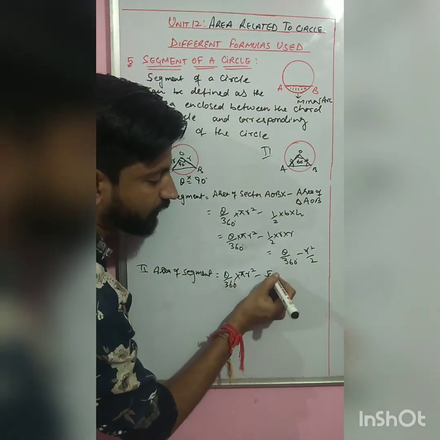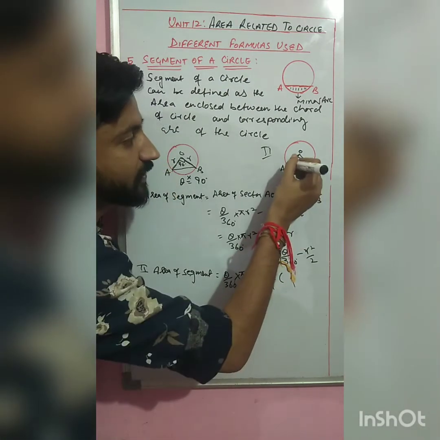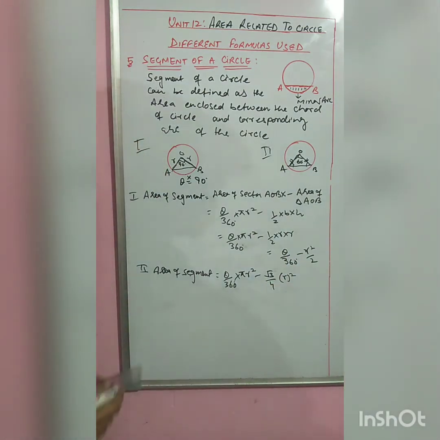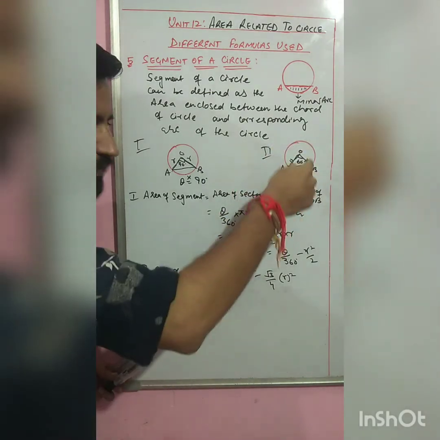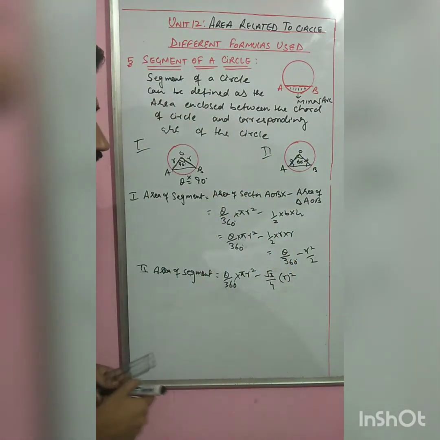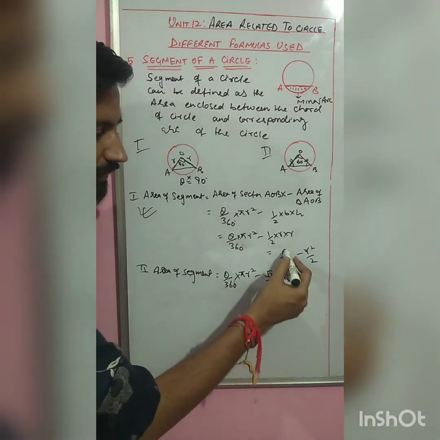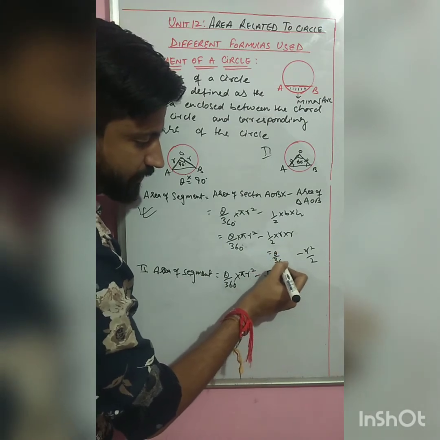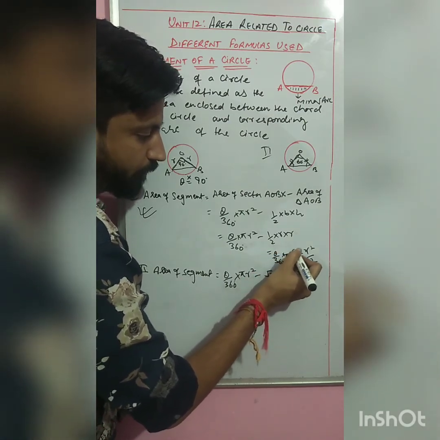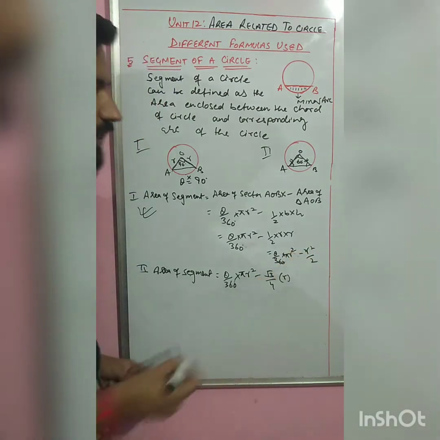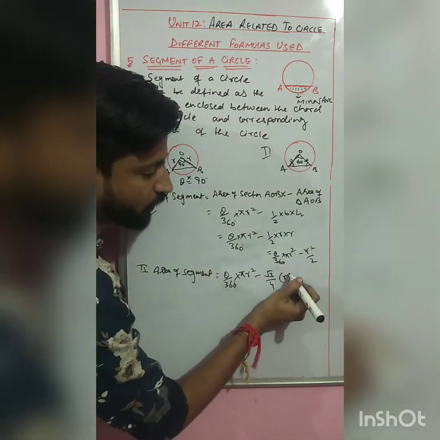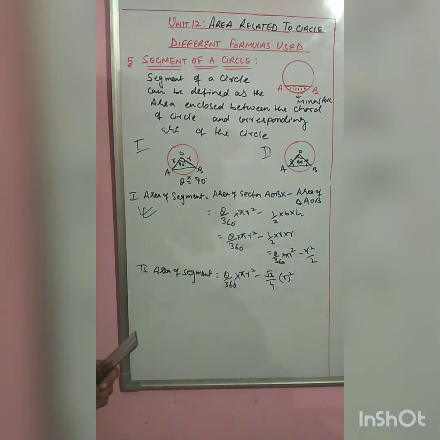Since this is an equilateral triangle, its area would be root 3 by 4 side square. Since all the sides are equal, this is r, then this would also be r. So it is root 3 by 4 r square. So this is the formula to find the area of segment: theta by 360 into pi r square minus r square by 2 for 90 degrees, and theta by 360 into pi r square minus root 3 by 4 r square for 60 degrees.